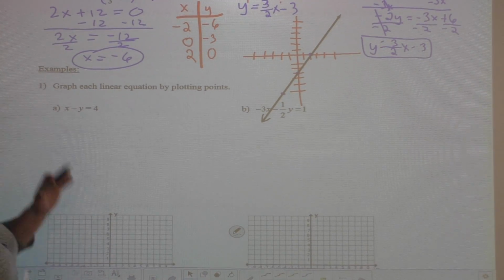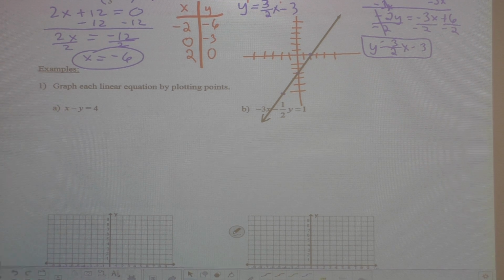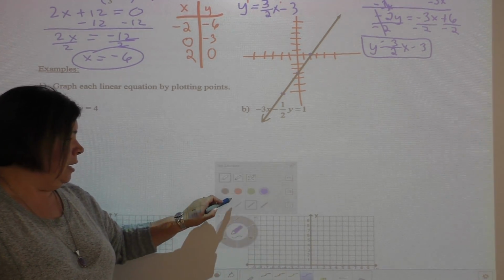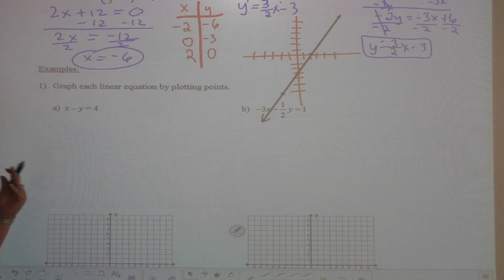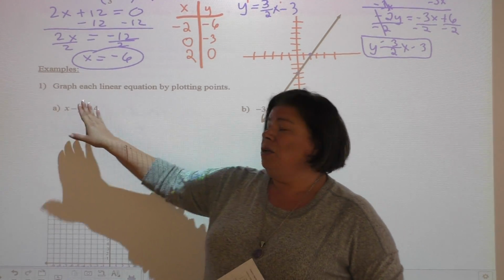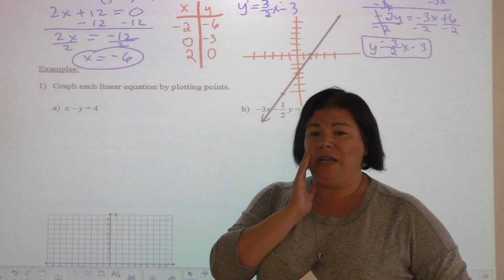So our next example is graphing each linear equation by plotting points. So again, you can go ahead and solve for y. That seems to be the easiest thing. And normally you're probably thinking, what if I did that by just covering up and finding my x and y intercepts?